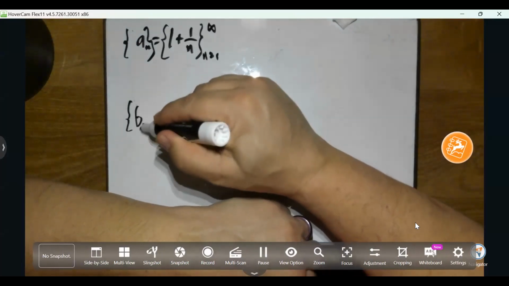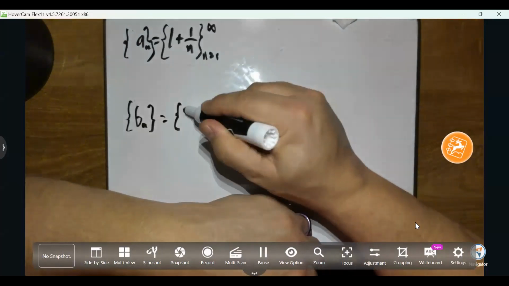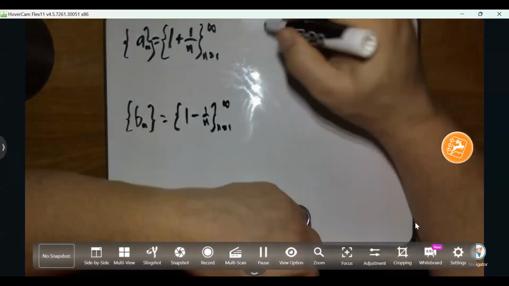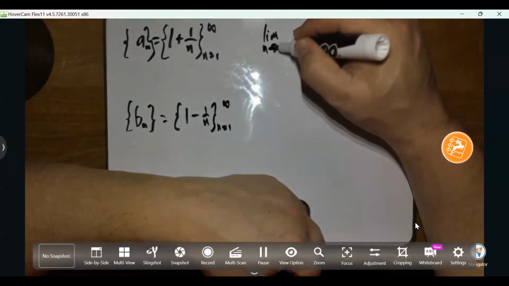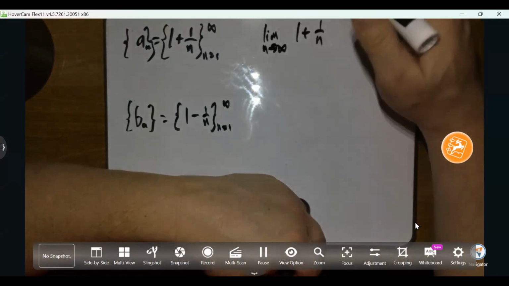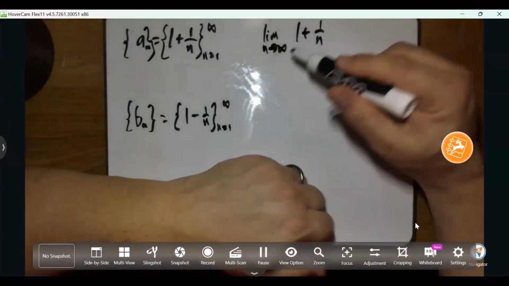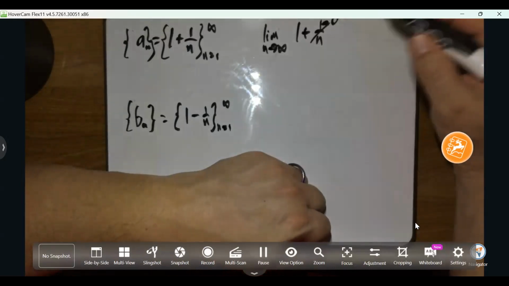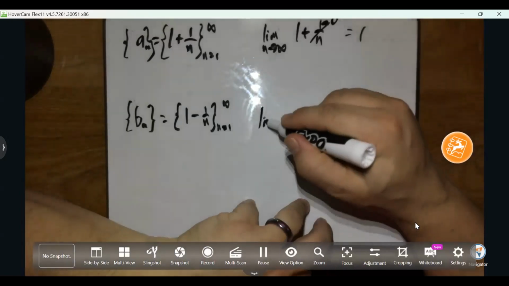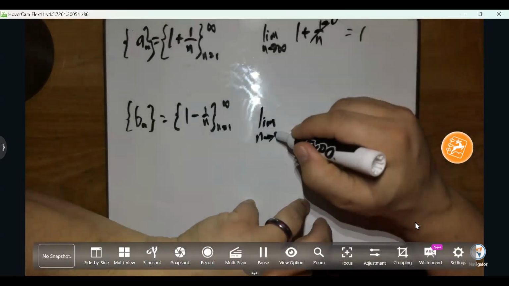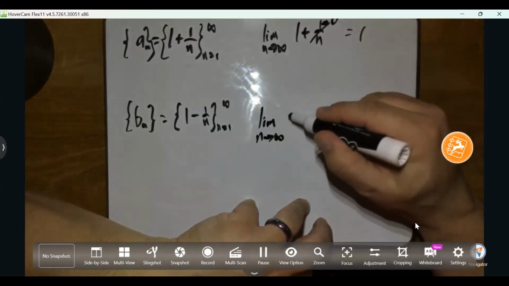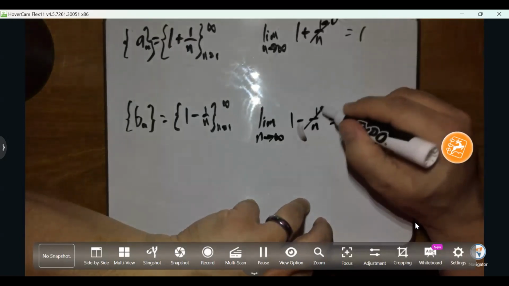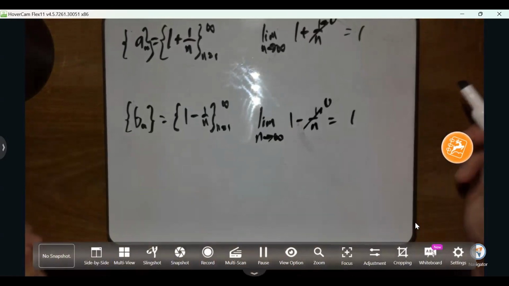We have b sub n, 1 minus 1 over n. Looking at the limit as n goes to infinity of 1 plus 1 over n, carry the 1 off to infinity. This term goes to 0, so this goes to 1. There's 1 minus 1 over n, and we get the same thing, it goes to 0, so this goes to 1. So the limit of both of these is 1.